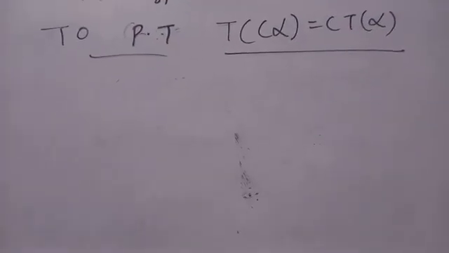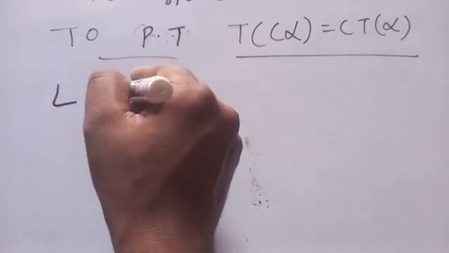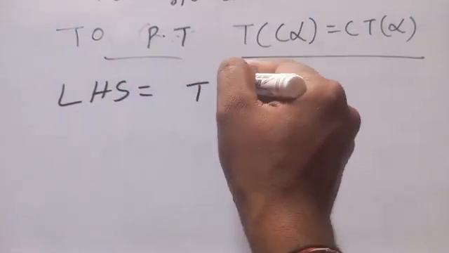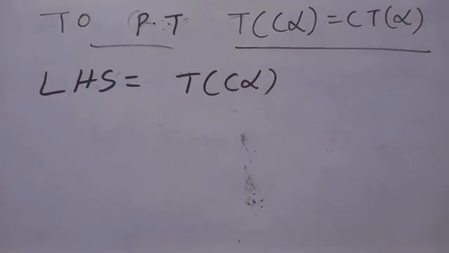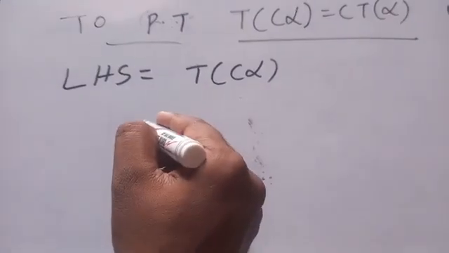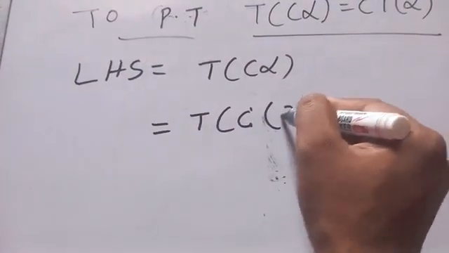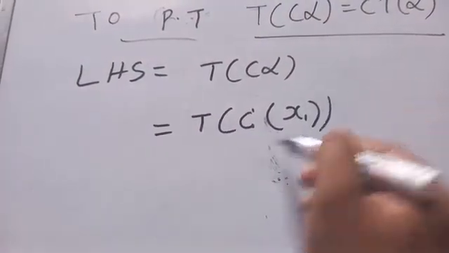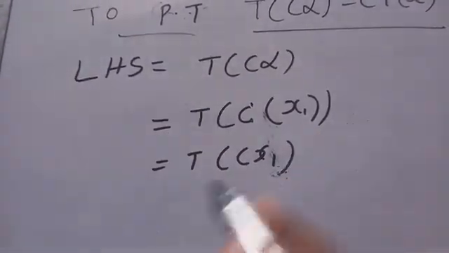Next we have to prove that T is closed under scalar multiplication: T of c alpha equals c times T of alpha. So consider the LHS, T of c alpha, where alpha belongs to V and c belongs to F. So T of c alpha, where alpha is equal to x1, is T of c x1.